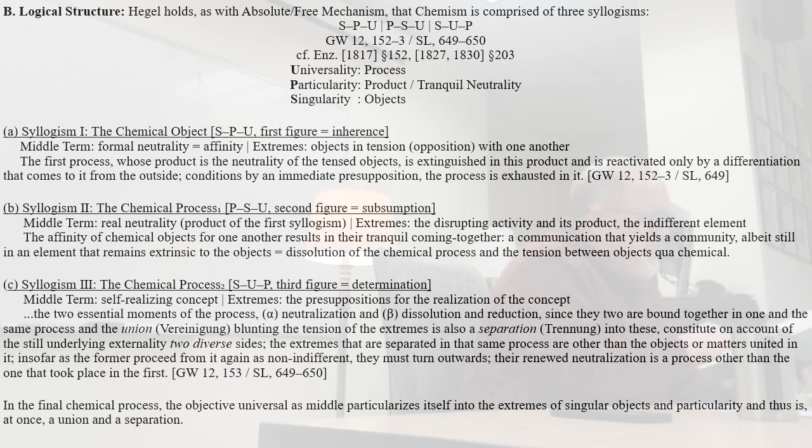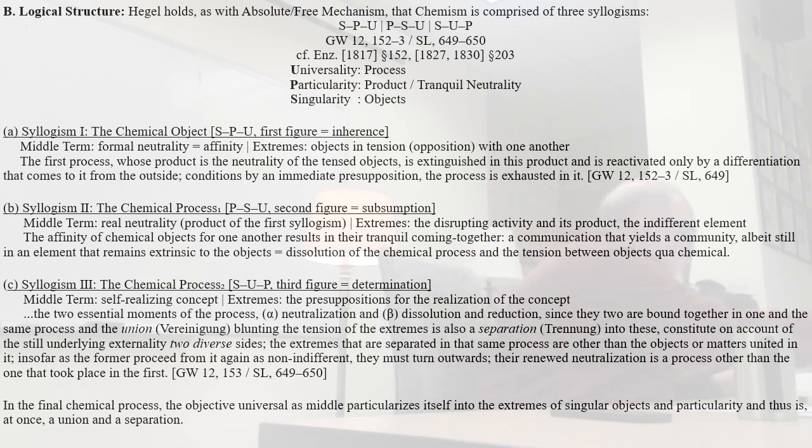He then proceeds, 649 to 650, to lay out these three syllogisms to try to explain them. Now, I don't want to go through each one of the syllogisms. I want to focus on the last one for reasons that will be fairly obvious in just a moment. But is everyone okay up to this point?